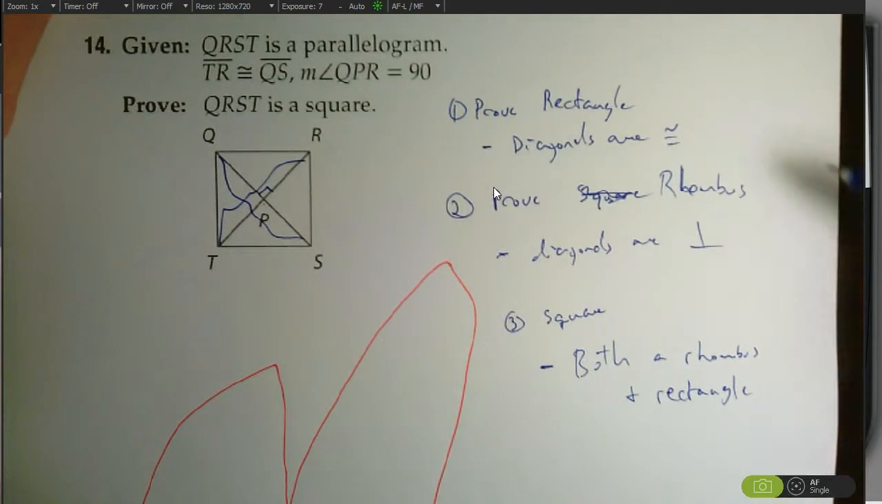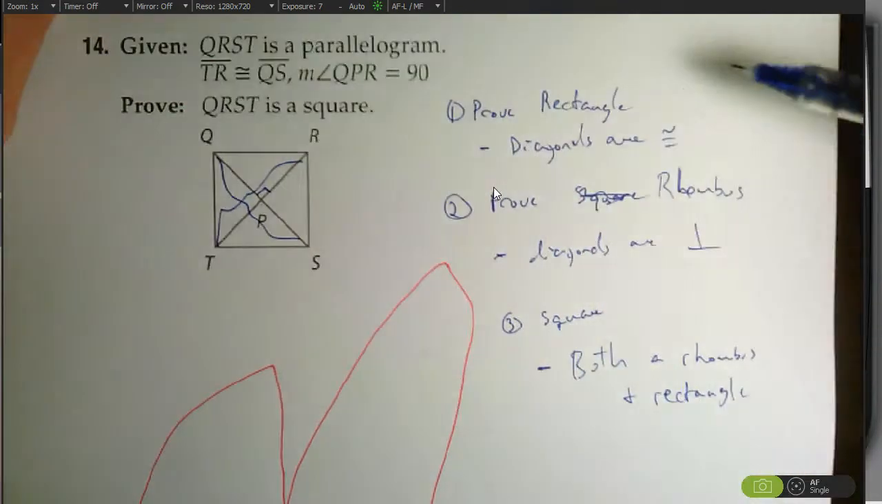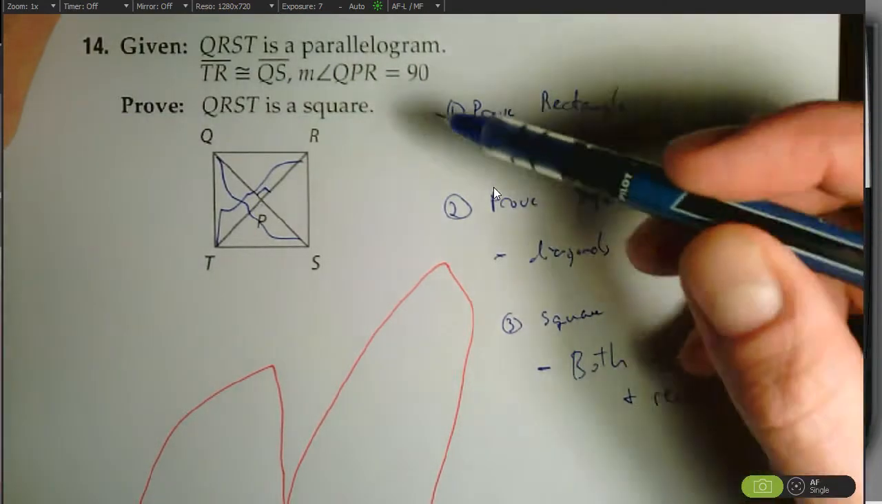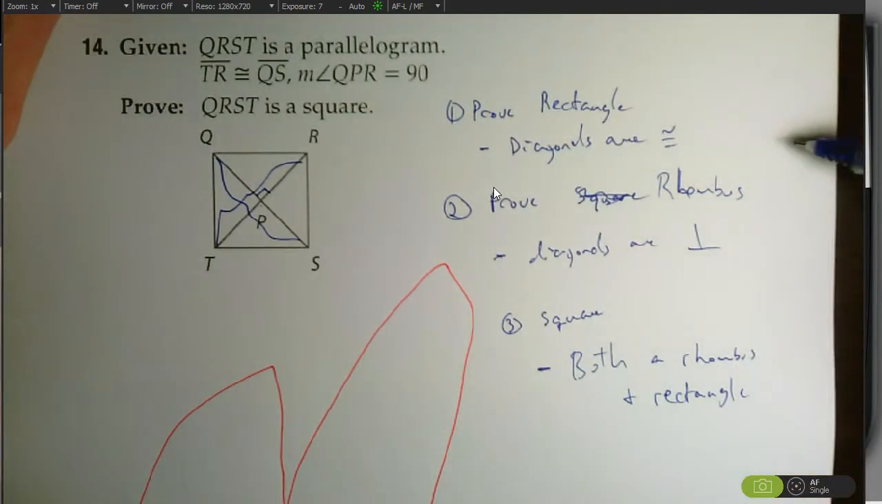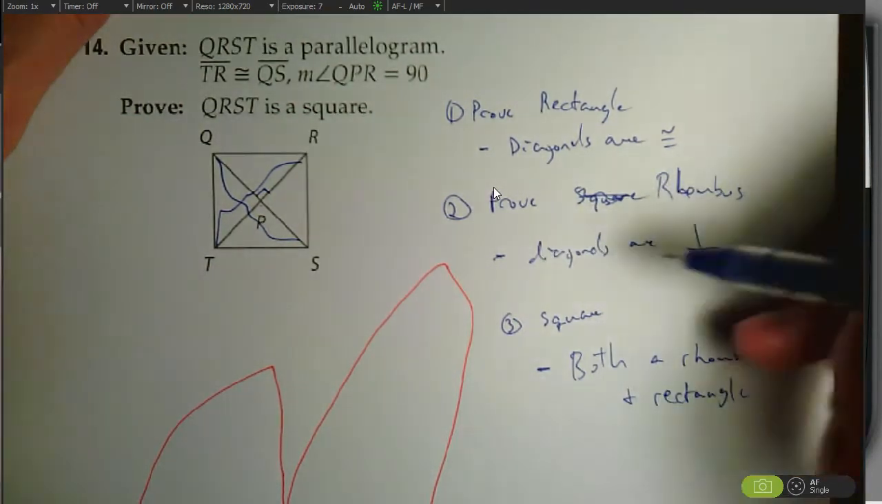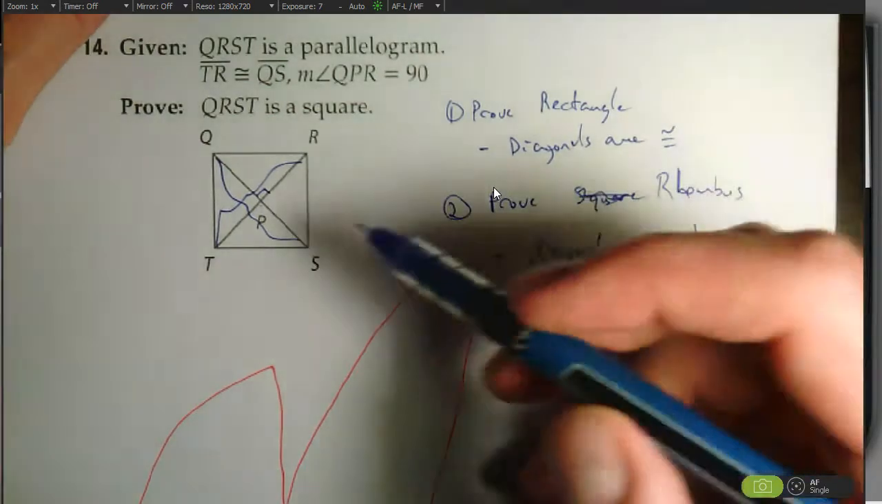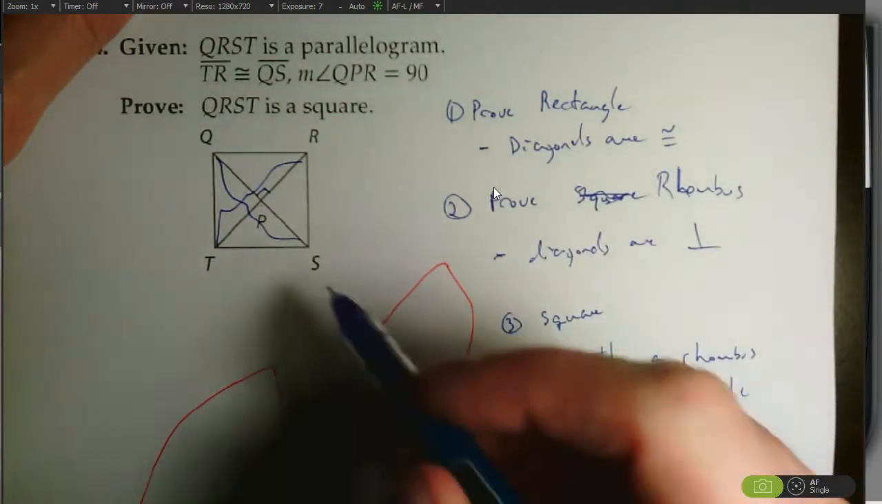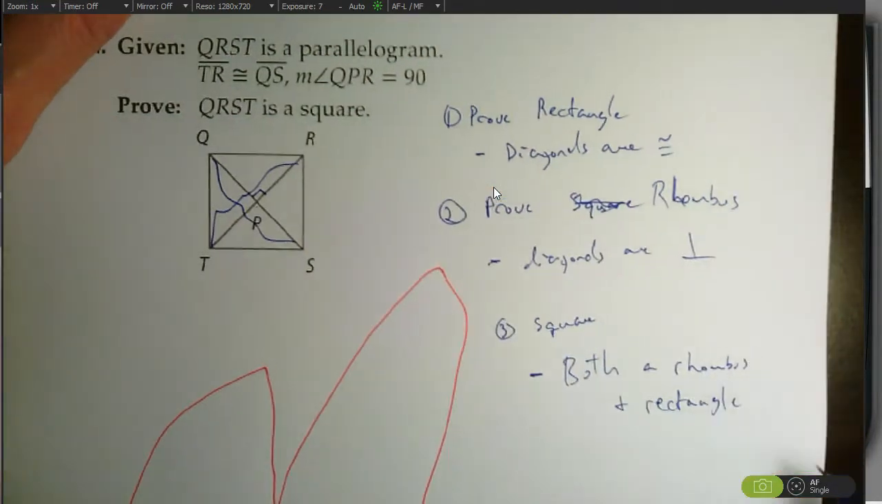Okay. So in the proof you would say, okay, given all this, that's step one. Step two, QRTS or QRST is a rectangle. Reason, the diagonals are congruent. If the diagonals are congruent, it's a rectangle. The next step, it's a rhombus. Why do you know it's a rhombus? Because we've proven the diagonals are perpendicular because that was given with the right angle. Then the last one, okay, prove it's a square. Why is it a square? Because it's both a rectangle and a rhombus. So that's number 14 from the homework.